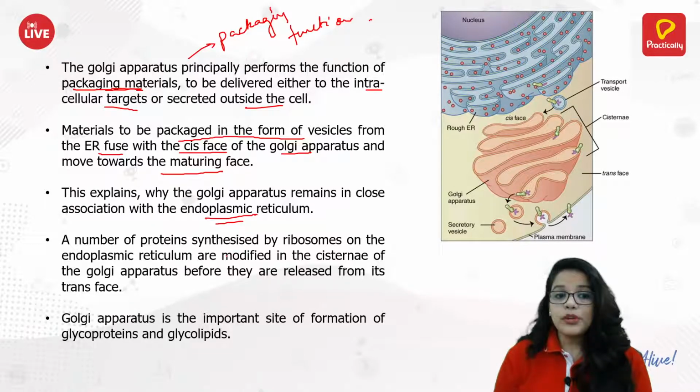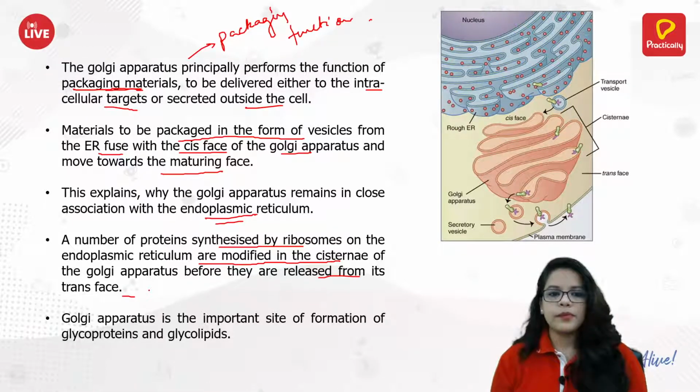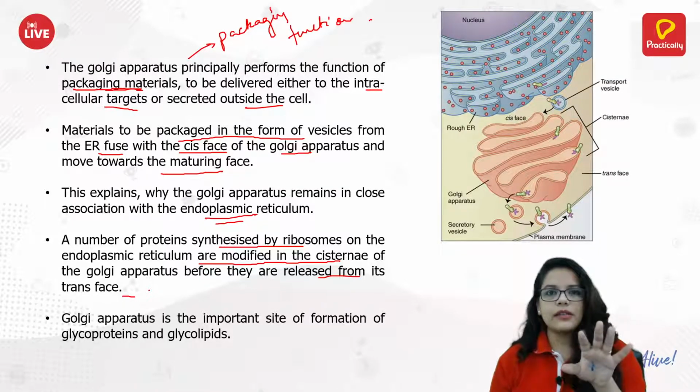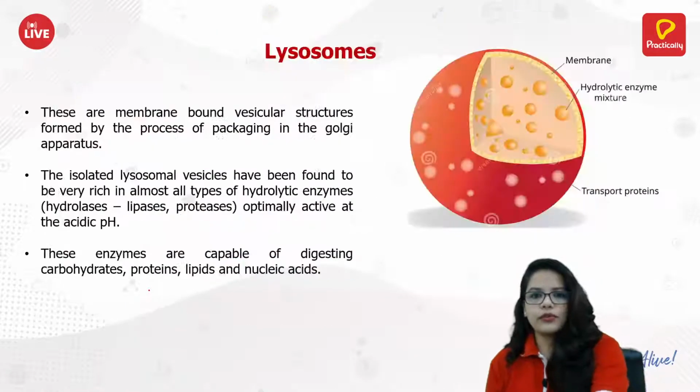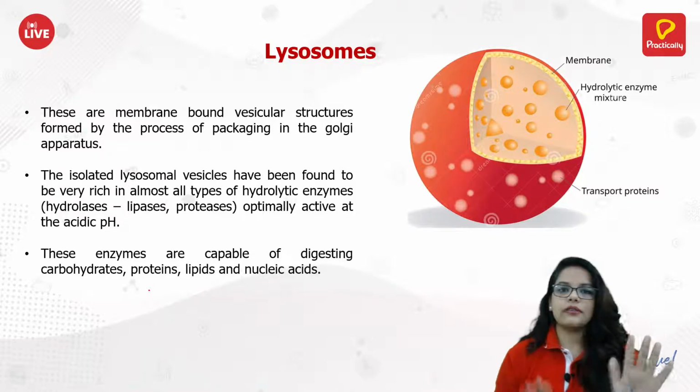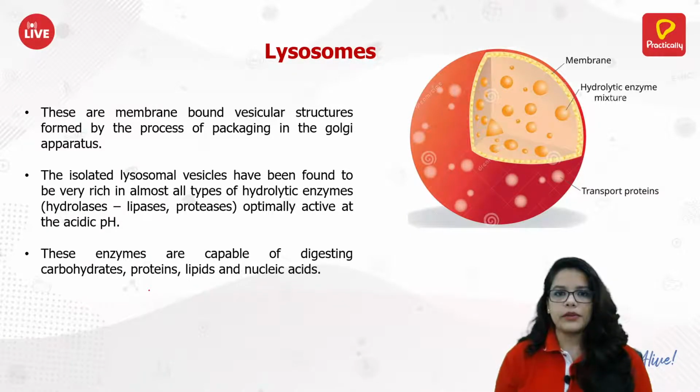Okay, a number of proteins synthesized by ribosomes on the endoplasmic reticulum are modified in the cisternae and released from the trans face. Just now I said proteins, lipids, okay, everything gets packed from the cis phase to the trans phase and goes off. Okay, that is the function of the Golgi apparatus.